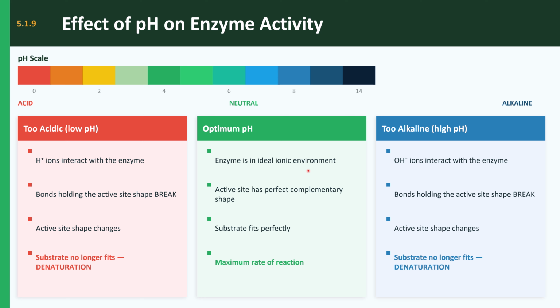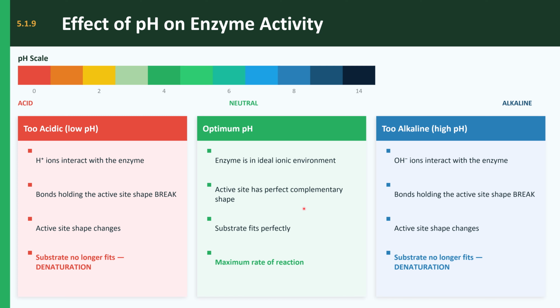Let's start in the middle with the optimum pH, the green box. Enzyme is in the ideal ionic environment. Active site has perfect complementary shape. Substrate fits perfectly. Maximum rate of reaction.